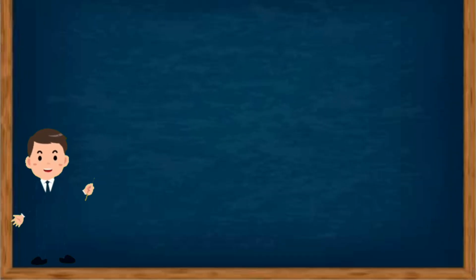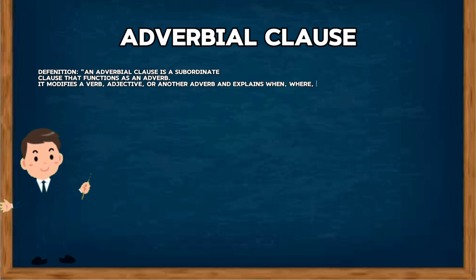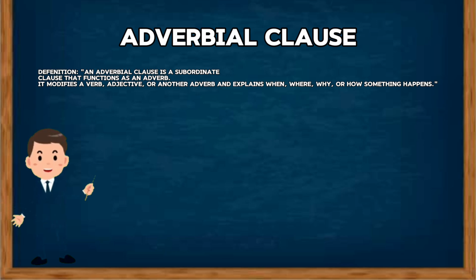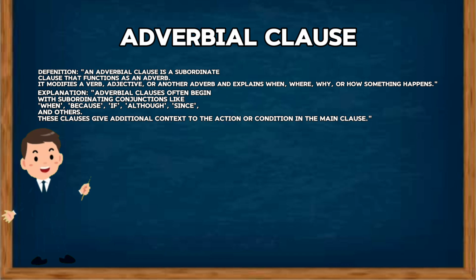And the last topic to be discussed is the adverbial clause. For the definition, an adverbial clause is a subordinate clause that functions as an adverb. It modifies a verb, adjective, or another adverb and explains when, where, why, or how something happens. And for the explanation, adverbial clauses often begin with subordinating conjunctions like when, because, if, although, since, and others. These clauses give additional context to the action or condition in the main clause.